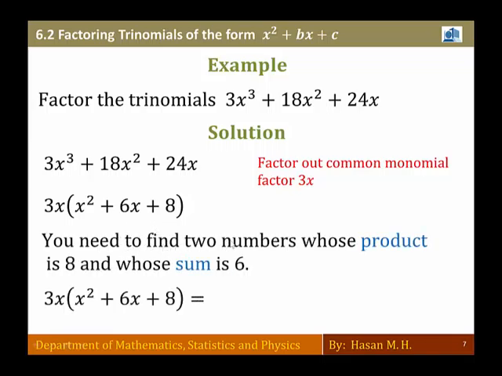You need to find two numbers whose product is 8 and whose sum is 6. The two numbers are 2 and 4. Therefore, 3x times open parentheses x squared plus 6x plus 8 close parentheses equals 3x times open parentheses x plus 2 close parentheses times open parentheses x plus 4 close parentheses.